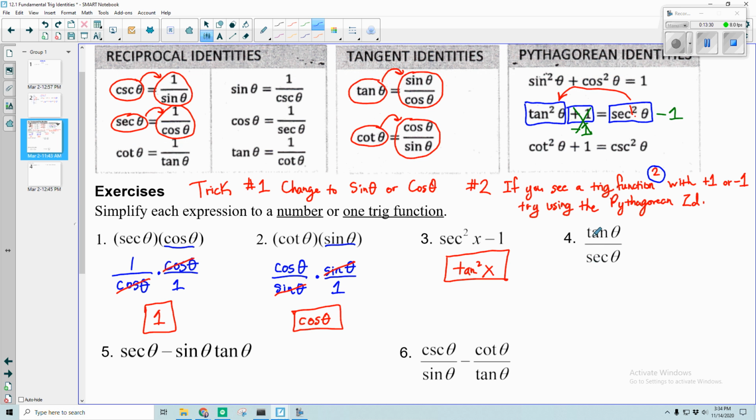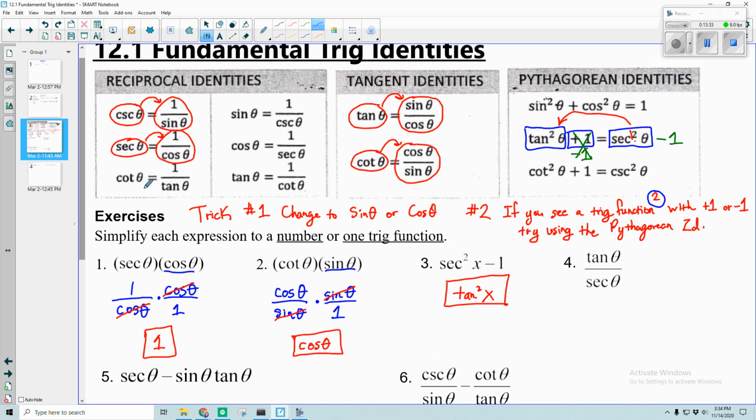All right, so for the next problem, here I see tangent of theta divided by secant of theta, so I'm actually going to go with trick number 1, where I'm going to try to change everything so that it's written as sine or cosine, okay? So tangent, I can rewrite that as sine of theta divided by cosine of theta. And then secant, I can rewrite that as 1 divided by cosine.